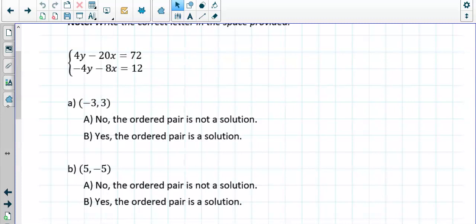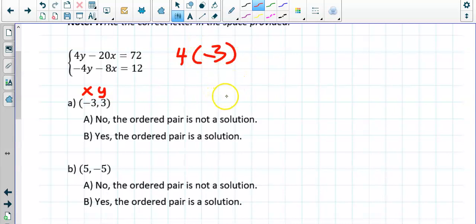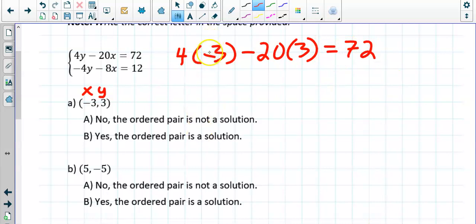So let's plug in. This is your x, this is your y. So we'll go up to the first one and we'll plug it in. The moment it doesn't work, you stop. You don't have to do anything else because it will not be considered a solution then. Equal to 72. So again, this -3 is where the x used to be. This +3 is where the y used to be. So let's see here. This right here gives us -12 because 4 times -3 is -12. Over here, this 20 times 3 gives us 60 equal to 72.